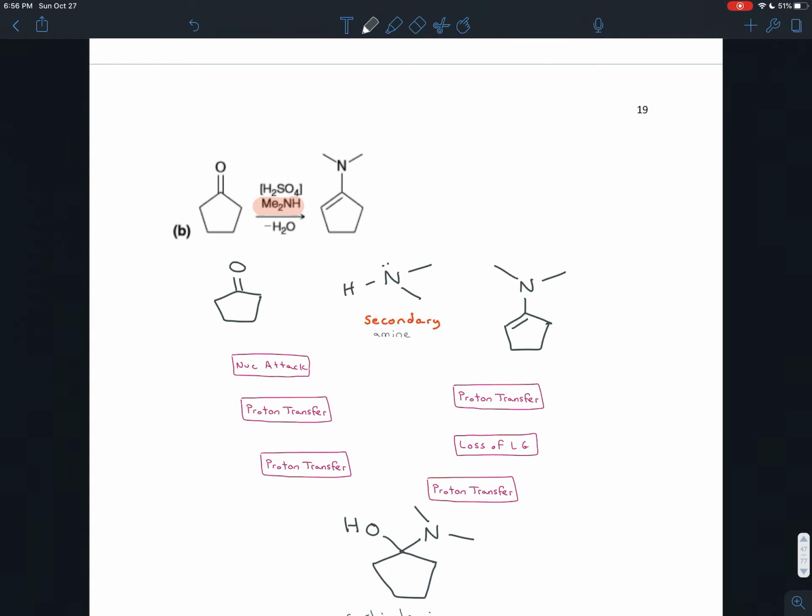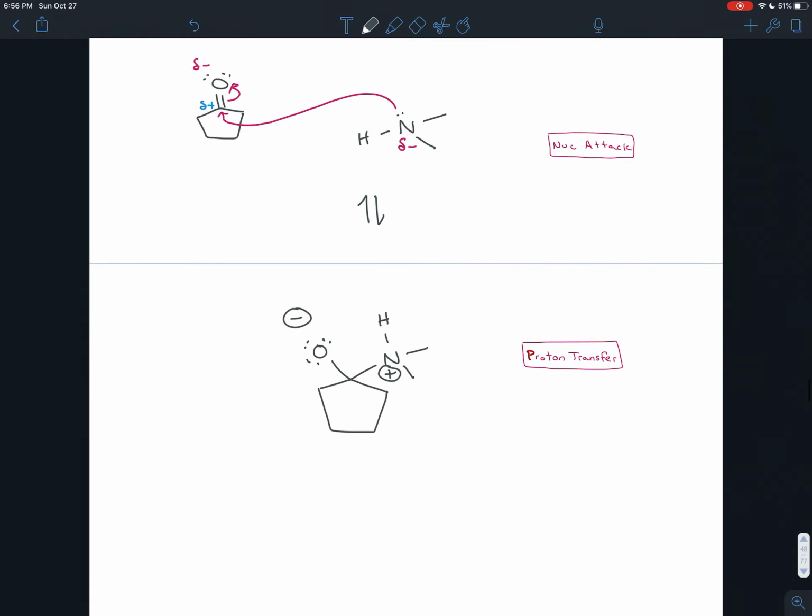Now they've given us an acid. In this molecule they gave us sulfuric acid. They're putting it in brackets because they're trying to say that it's catalytic. When you put the sulfuric acid in water, though, all of the H2SO4s give their hydrogens away, and the molecule that accepts them is the water. So now the effective acid you have is hydronium.